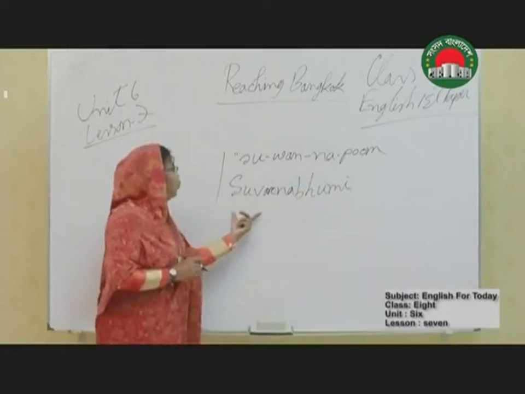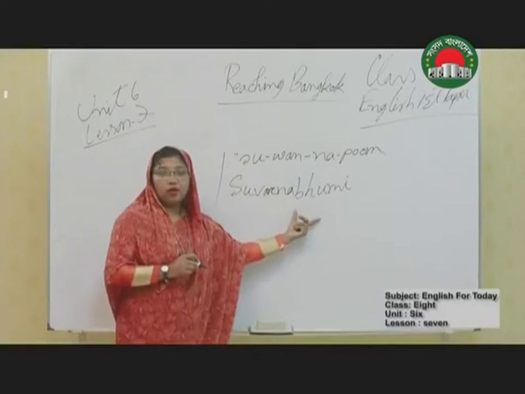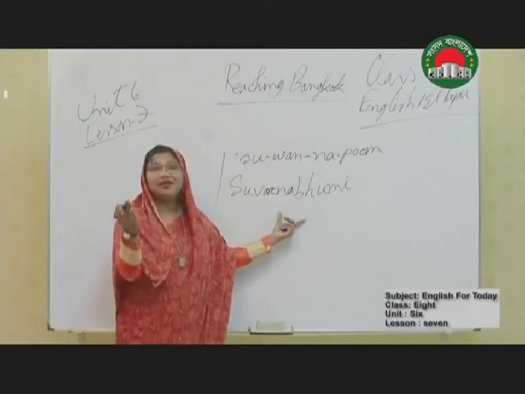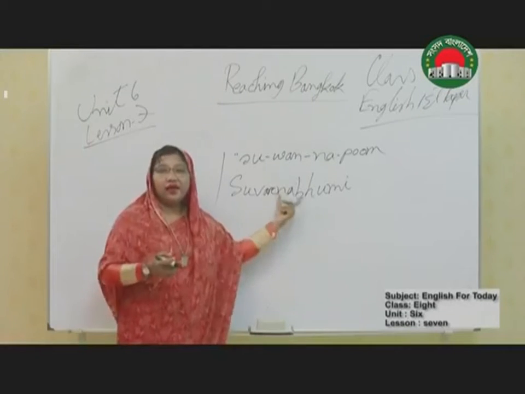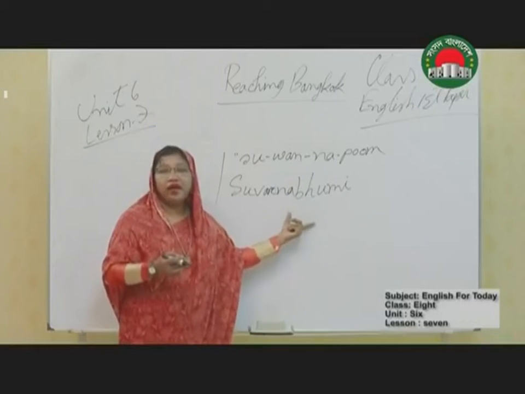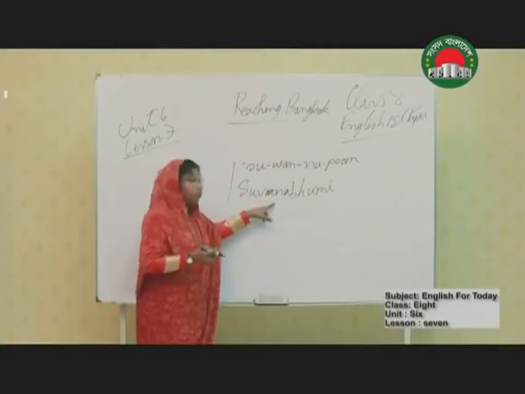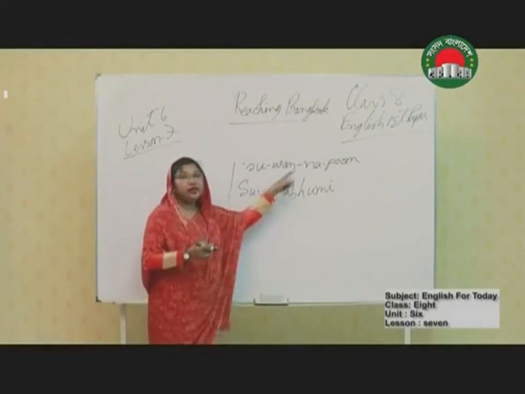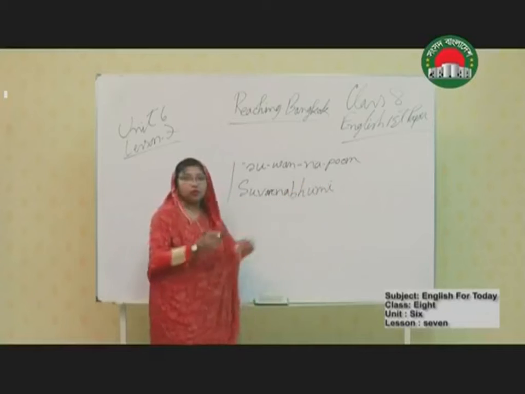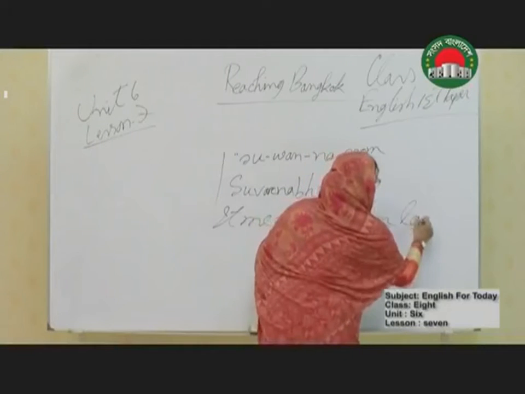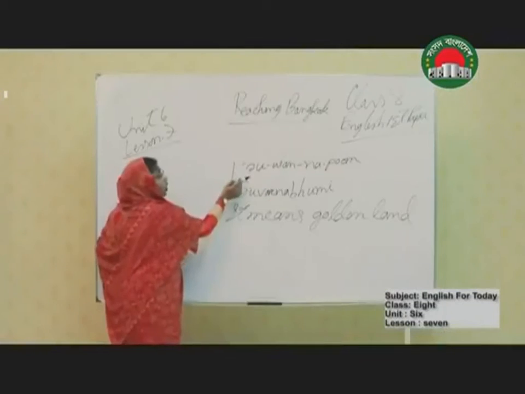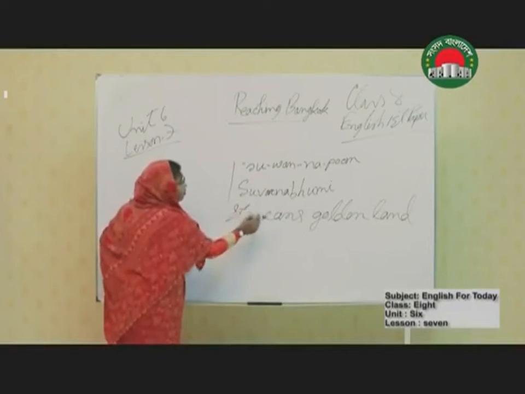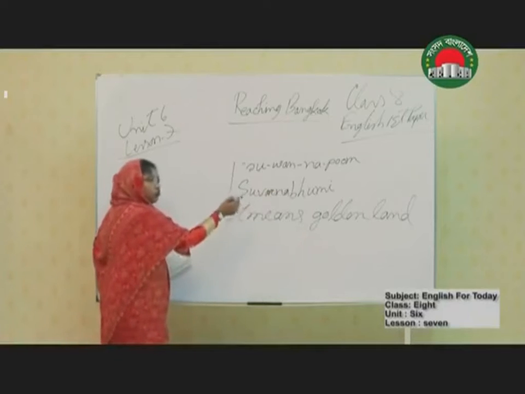Suvarnabhumi. What is Suvarnabhumi? Answer me. Yes, the international airport of Thailand, and it's derived from the Sanskrit word Suvarnabhumi. It means golden land. Suvarnabhumi means golden land in Sanskrit.